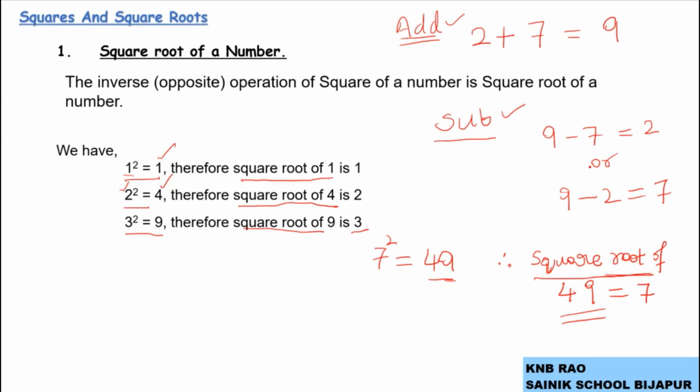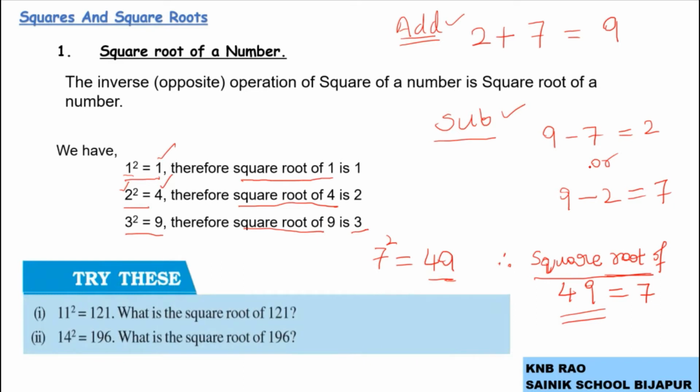Now it's time to try this. Here I have given you a question. 11 square equals 121. Then what is the square root of 121? It's obviously 11. Square of 14 is 196. Then what is the square root of 196? It is obviously 14. So students, we learnt the meaning in general of a square root of a number.